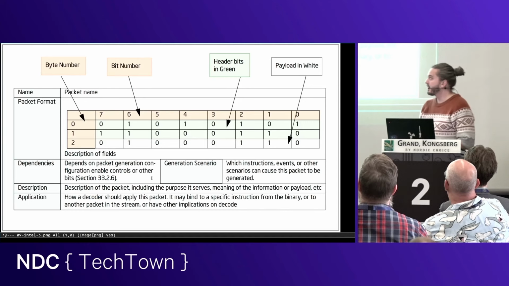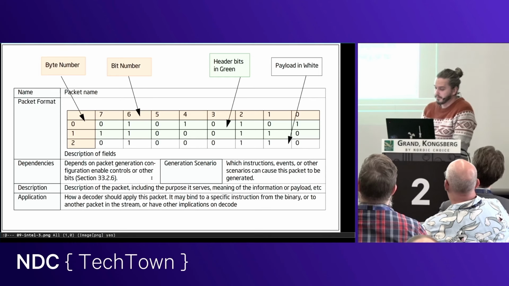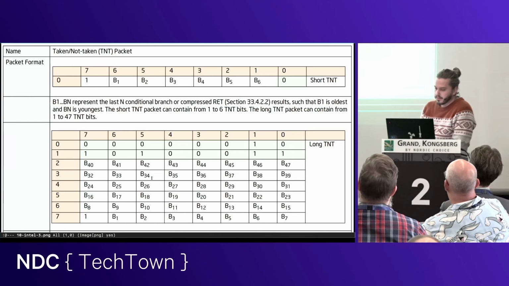A packet can look like this. So you get the header, which is just a signifier of what kind of packet this is, and a payload. What's really smart about this is that you get super dense, super compacted information.